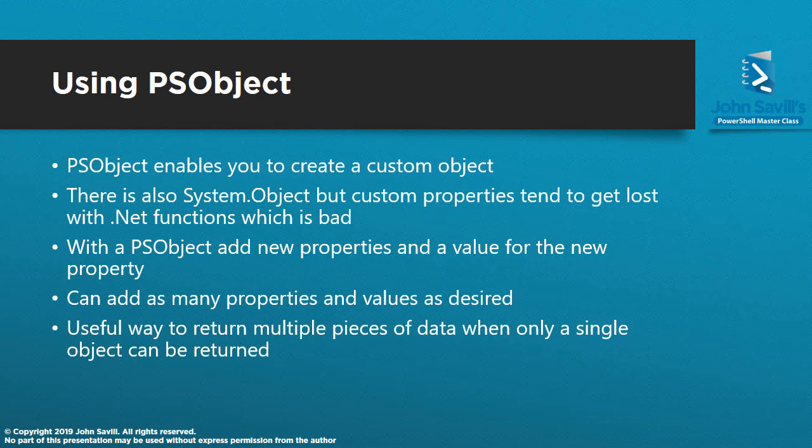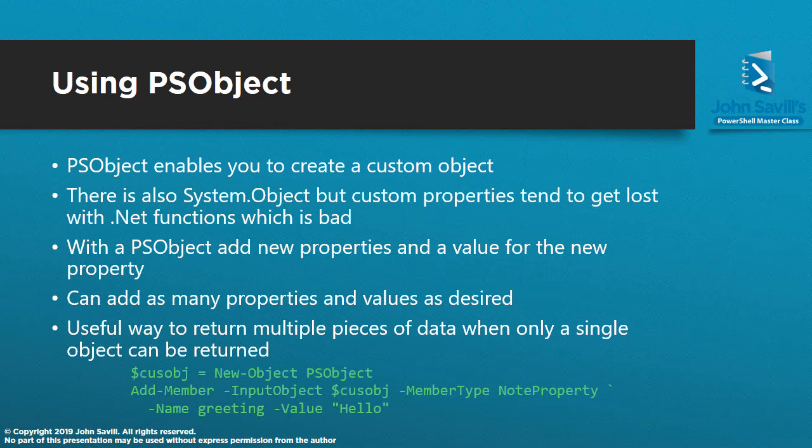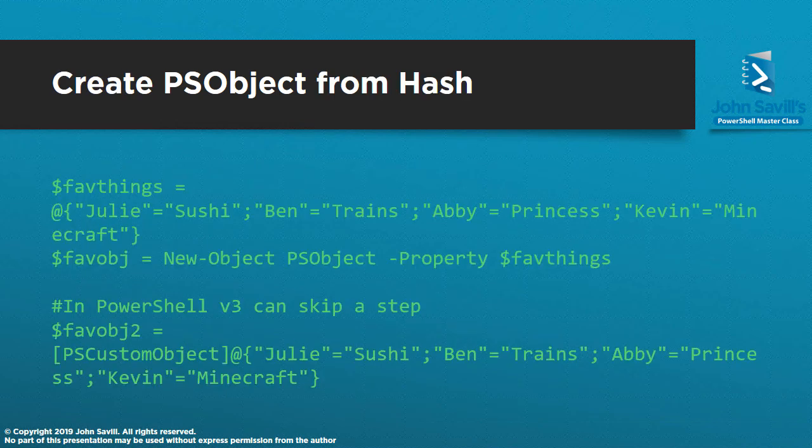Well, with a custom object, what I'll return is a custom object that can have a whole series of properties and values. So I could, for example, create a custom object, and I could add a member to that custom object. I'll create a note property with a name and a value. So I can create them that way. But a better way is to create it from a hash table.